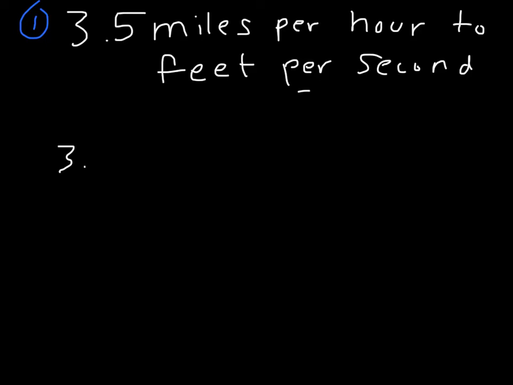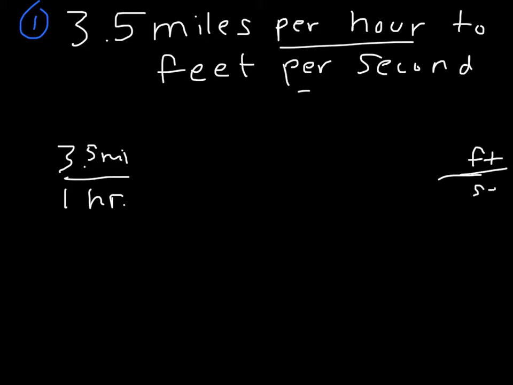Okay, again, if I start with my 3.5 miles, then it says per hour. That means divided by 1 hour. So I'm going to put that over 1 hour down here. And that's what I was starting with. I want to get to feet per second. So at the end, I want feet per, again, means divide, second. Okay. So let's see, what can we do along the way to get there?